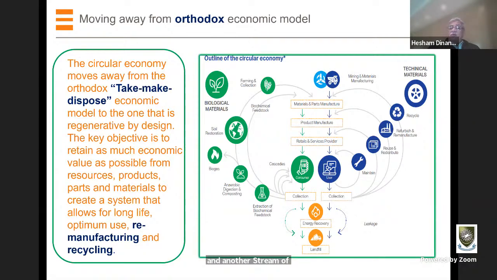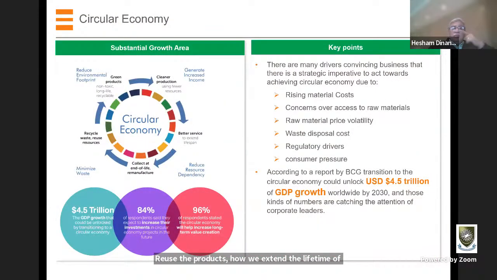And in both of those streams, or both sides of that coin, we can see we can do a lot, from energy recovery to how we maintain and reuse the products, how we extend the lifetime of products, the idea of remanufacturing. So this concept of circular economy has also, in some studies, been shown to have a big economic impact. According to a study done by BCG, Boston Consulting Group, they expect that the circular economy would reach about $4.5 trillion.